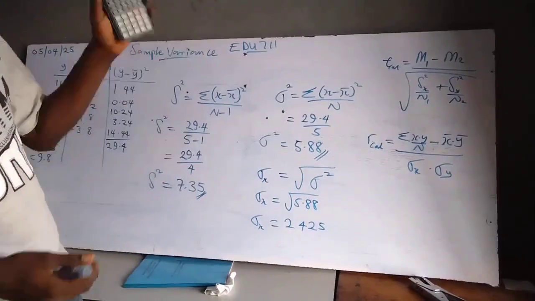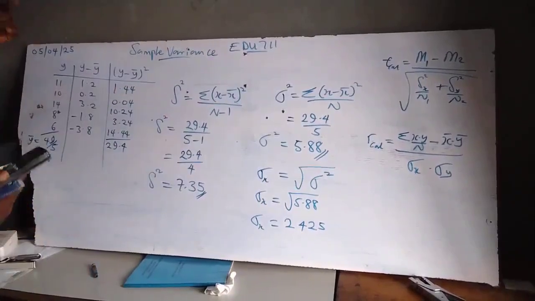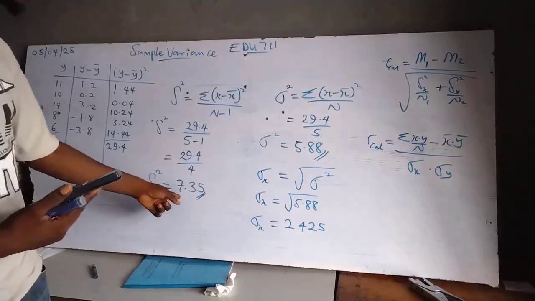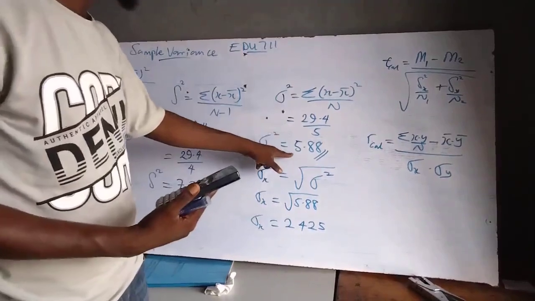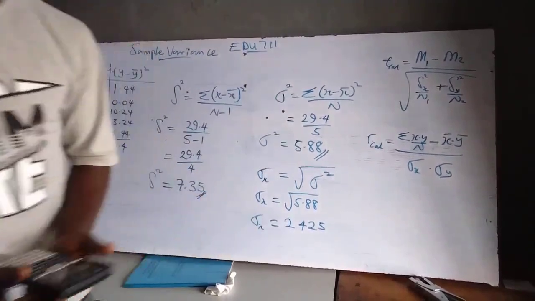So let's see, by using our calculator, are we going to get the same mean with this? Are we going to get the same sample variance as this? Are we going to get the same population variance as this? Are we going to get the same population standard deviation as this? So let's go.